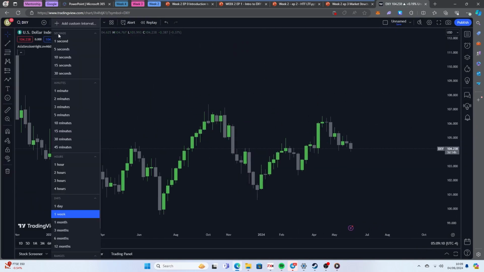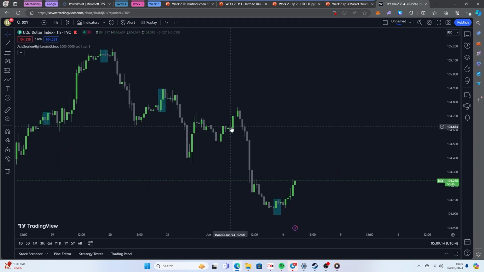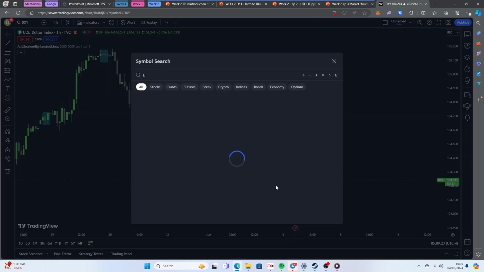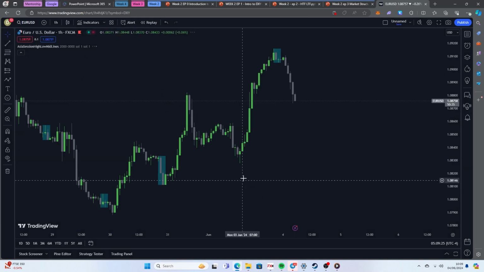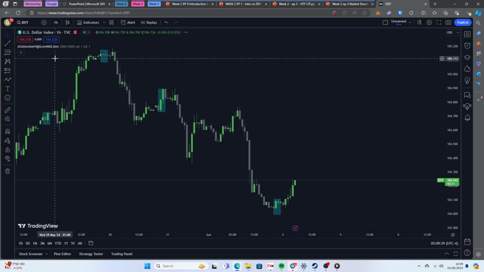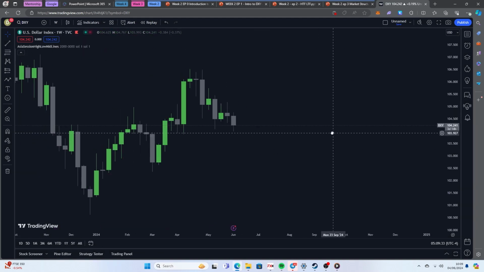We can even look on the hourly. Yesterday on the DXY, we just went down, an energetic move to the downside. Look on EURUSD, an energetic move to the upside. So you will do your analysis here, and you always refer back to the DXY, right?